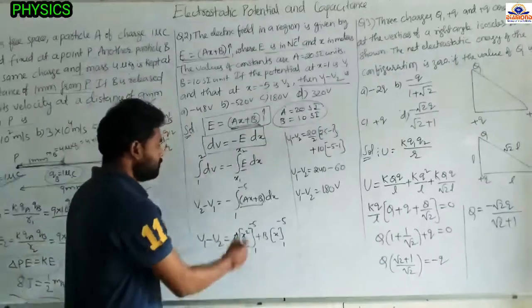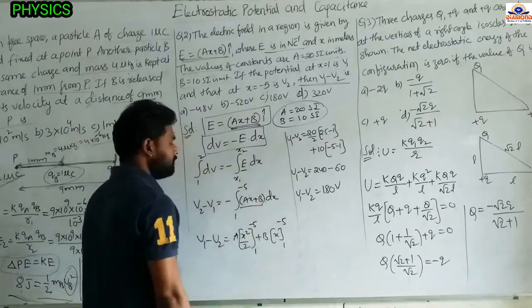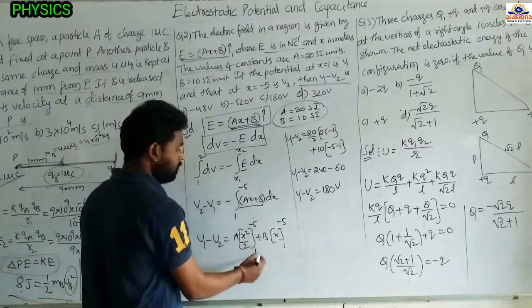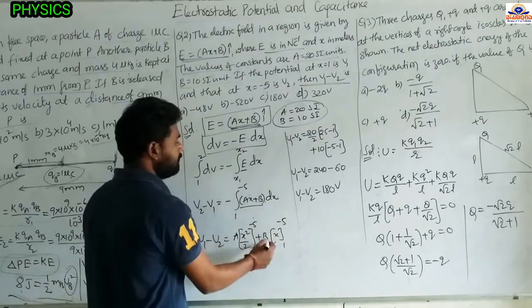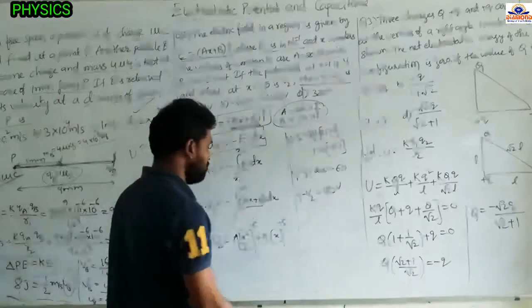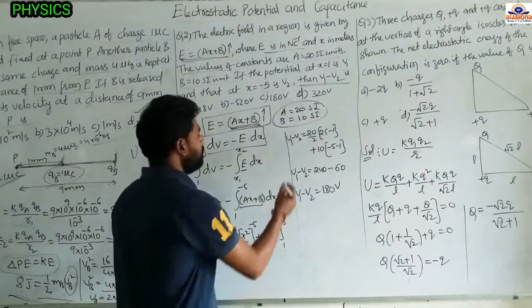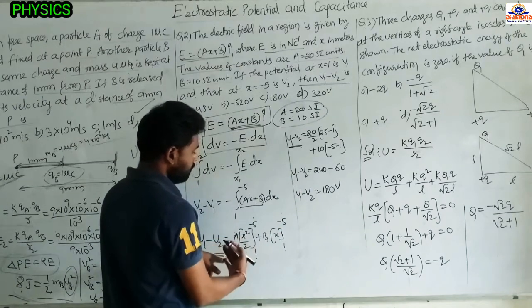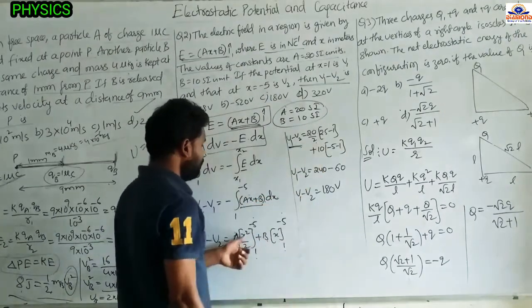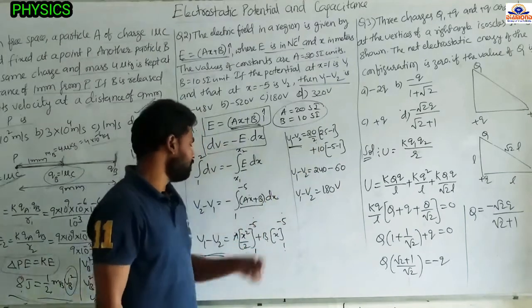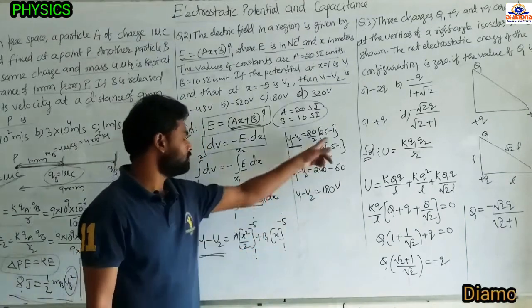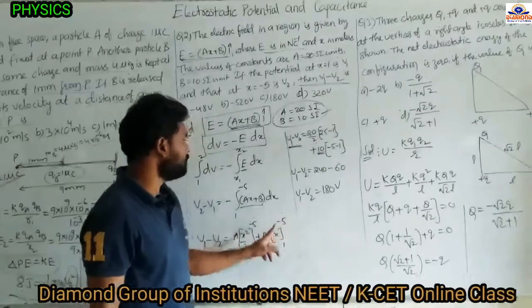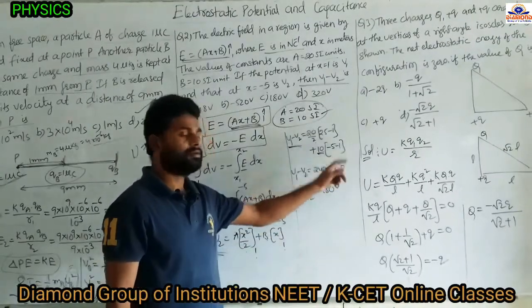So V1 minus V2 equals the integration of Ax dx and B dx. A is a constant, the integration of x is x square by 2, upper limit minus 5, lower limit 1, plus B dx, B is a constant, the integration of dx is x, upper limit minus 5, lower limit 1. So V1 minus V2 equals, A value is 20, write 20 by 2 outside, into x square: minus 5 whole square is 25 minus 1 square, plus B value 10 into x: upper limit minus 5 minus lower limit 1. Okay, substitute.